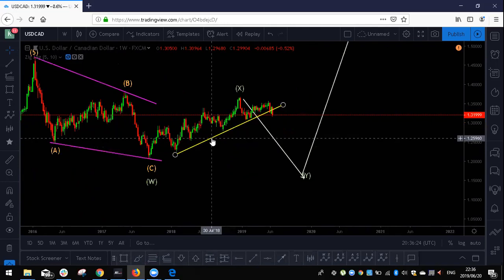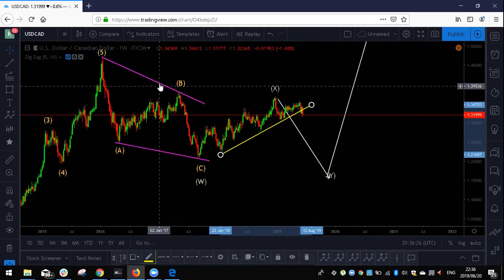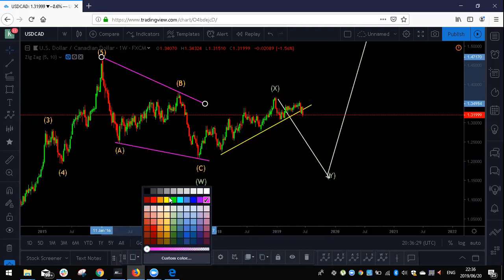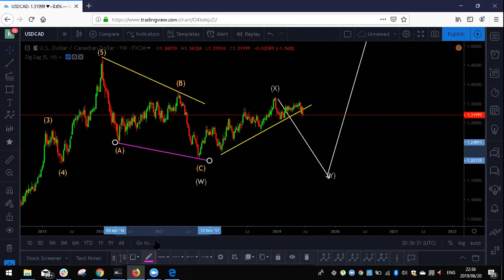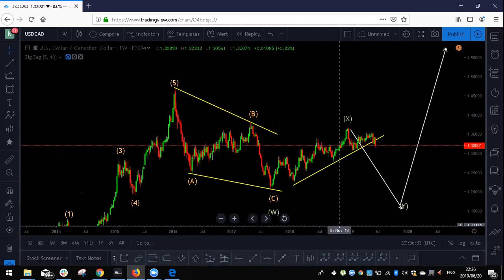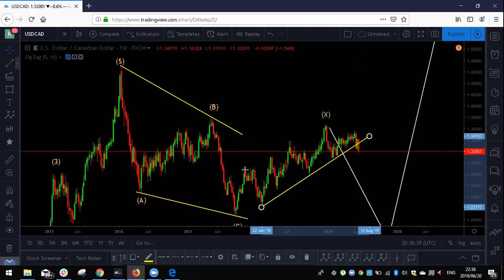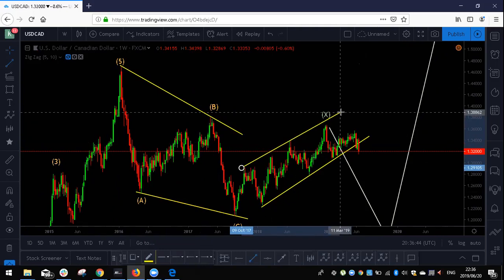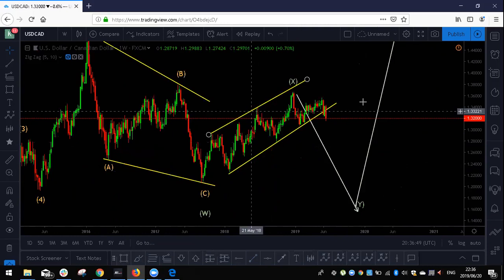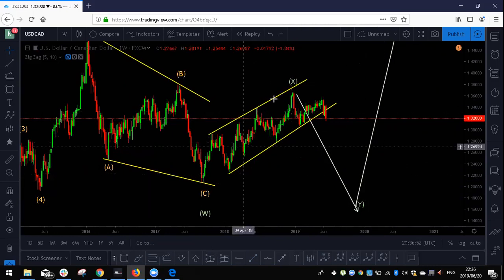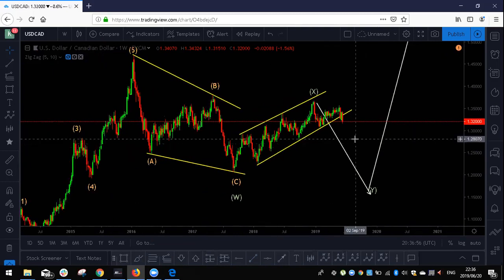Let me make this yellow because I use yellow trend lines when I analyze. Coming this side, we need to show how wave X is going. So this is our wave X, and it's done. You don't have to complicate it with any more trend lines.